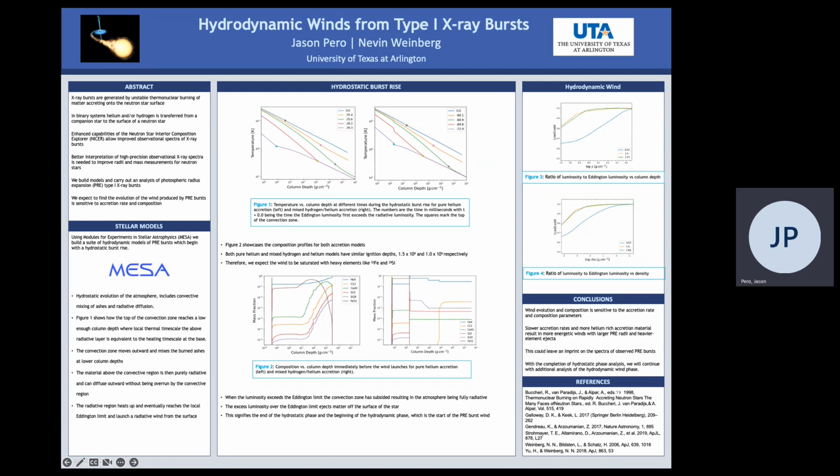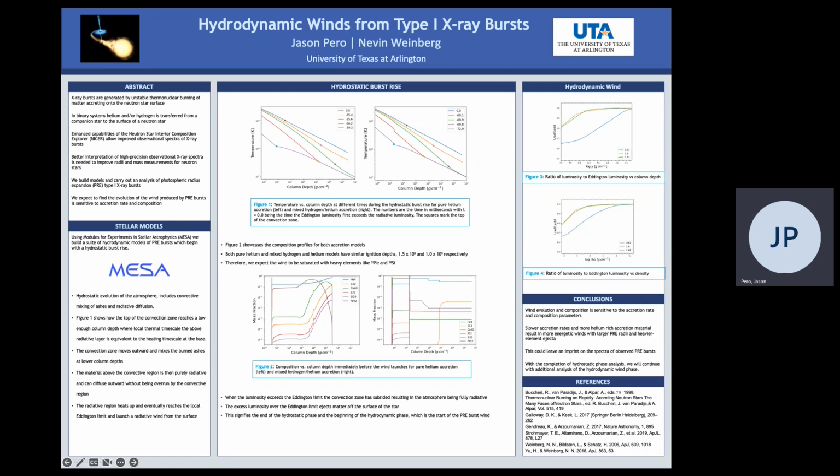We follow the launch and progression of the wind, including identifying heavy element ashes in the wind and the cooling phase when the photosphere falls back to the neutron star's surface. Figure 1 shows the top of the convection zone for different times during the burst rise leading up to the start of the wind. The convection zone moves outward and mixes the burned ashes at lower column depths as indicated in Figure 2.